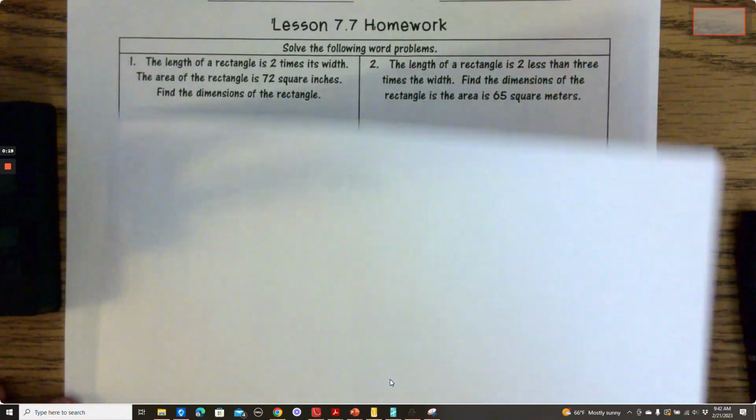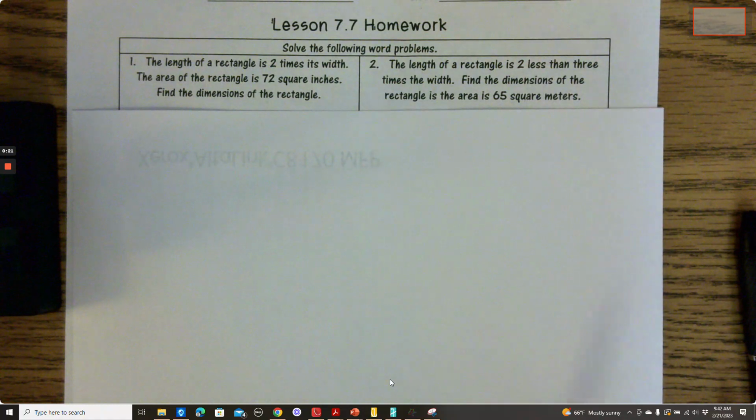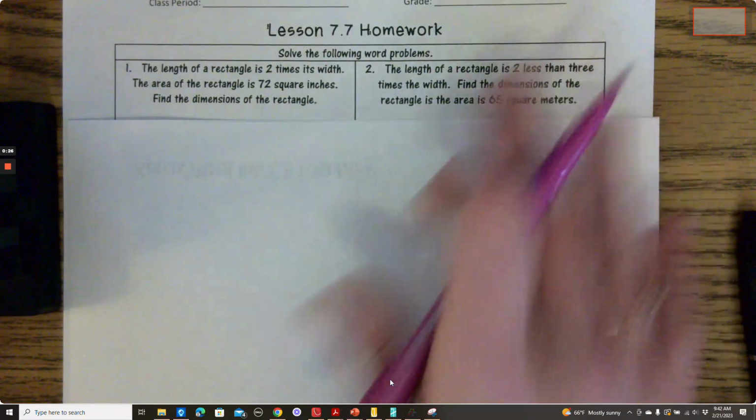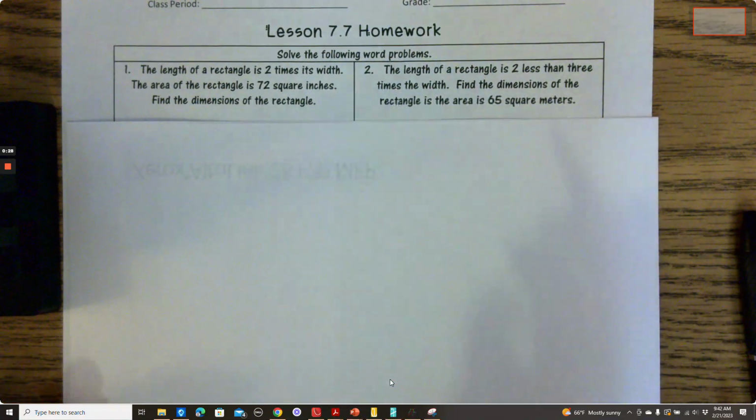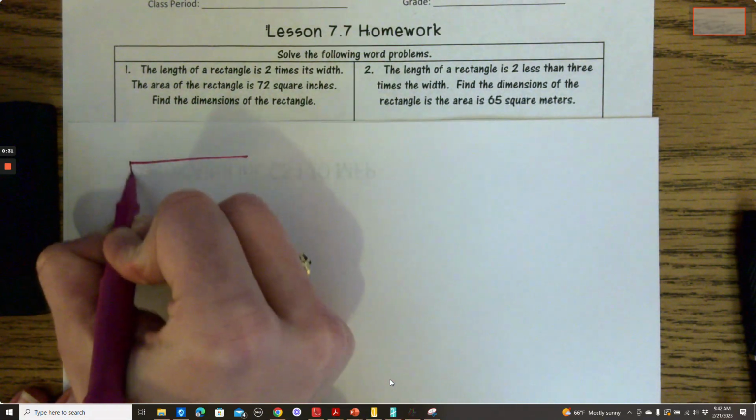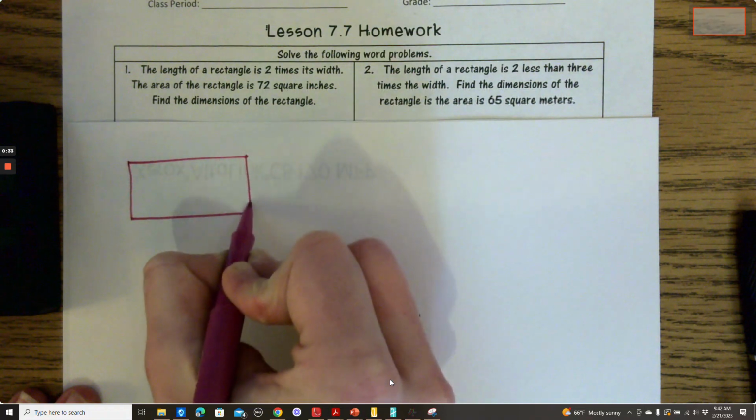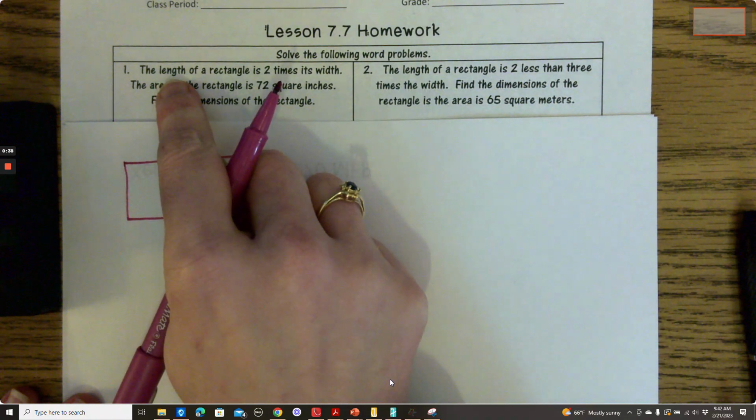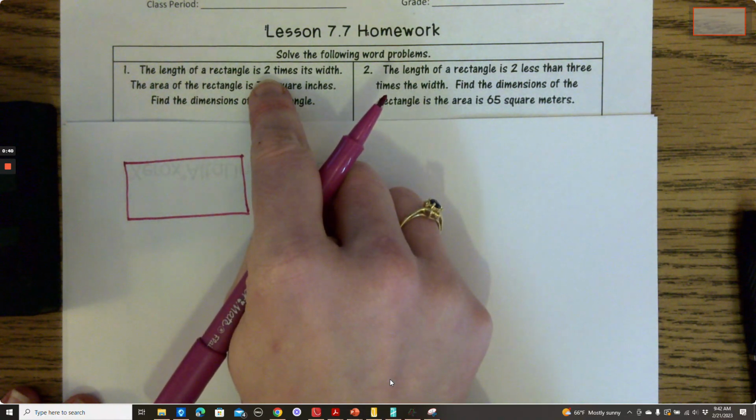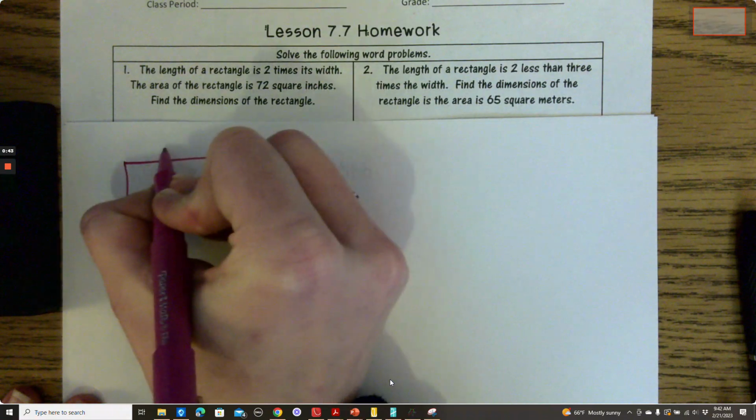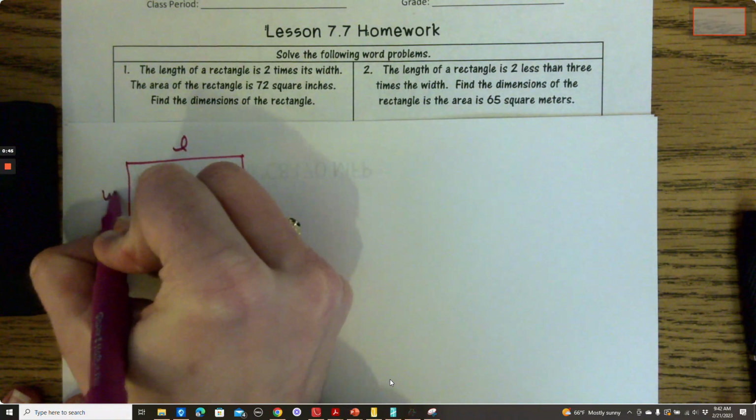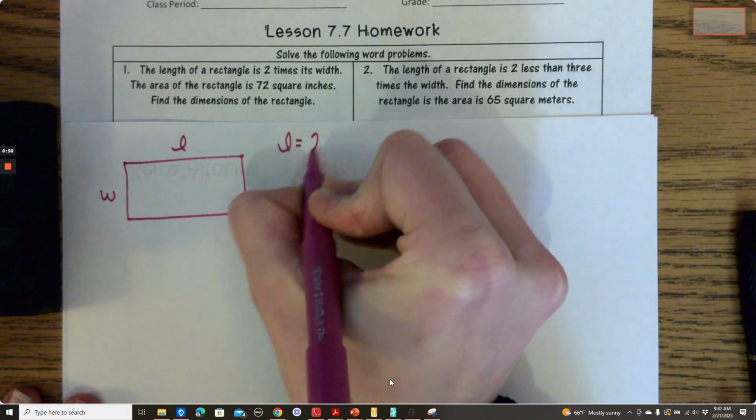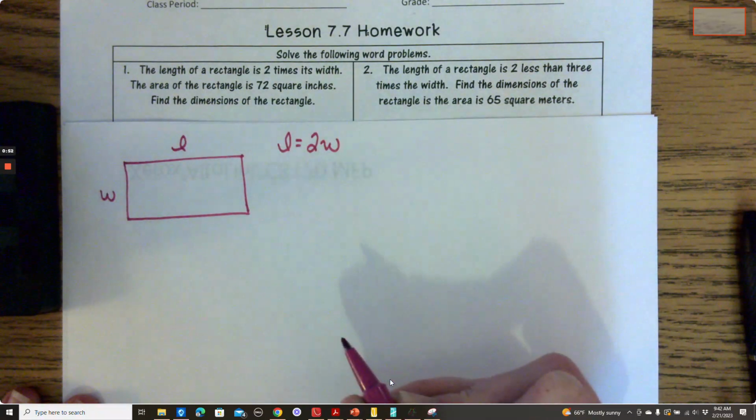So number one, the length of a rectangle is 2 times its width. The area of the rectangle is 72 square inches. Find the dimensions of the rectangle. So we know that we've got a rectangle, okay? And then you start just writing down what we know. We say the length is 2 times the width. So we know it's going to have a length, we know it's going to have a width, and we know the length equals 2 times the width.